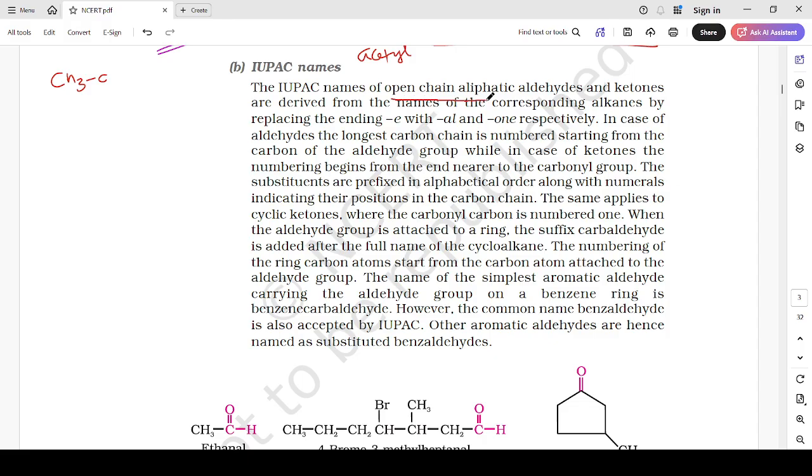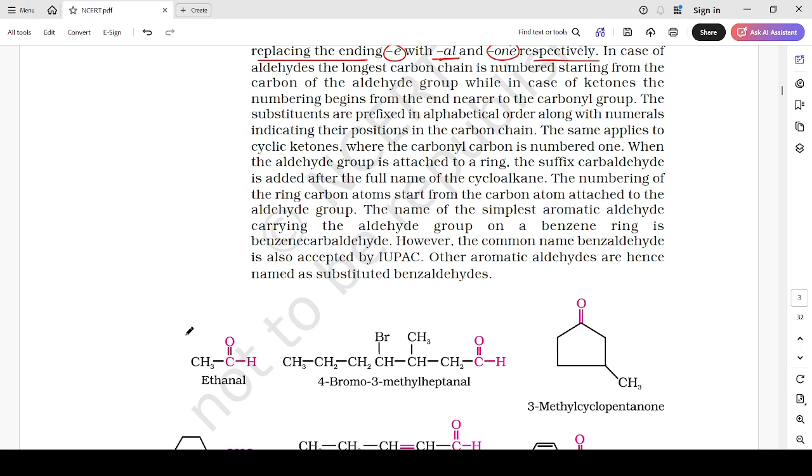The IUPAC names of open chain aliphatic aldehydes and ketones are derived from the names of the corresponding alkanes by replacing the ending E with al and one respectively. What do I mean by that? Look at this. How many carbons do I have? Two carbons. So it is ethane. But there is an aldehyde here. So I remove this E. Instead I add al to it: ethanal. Right? Yes, ma'am.